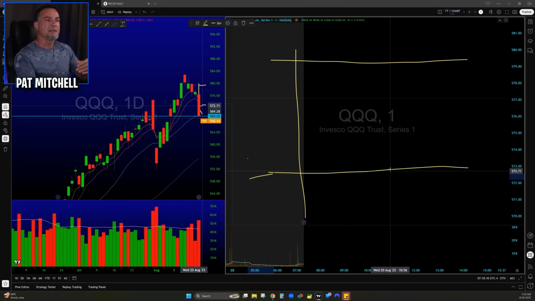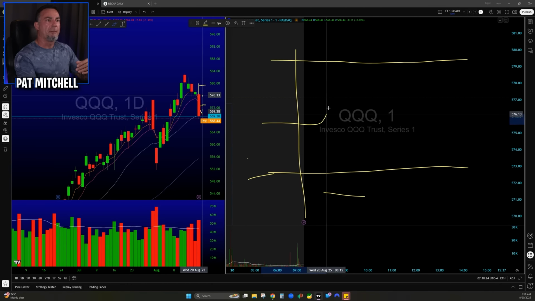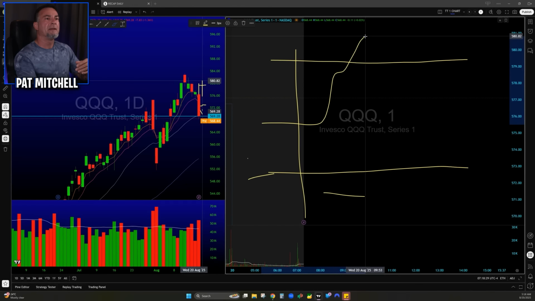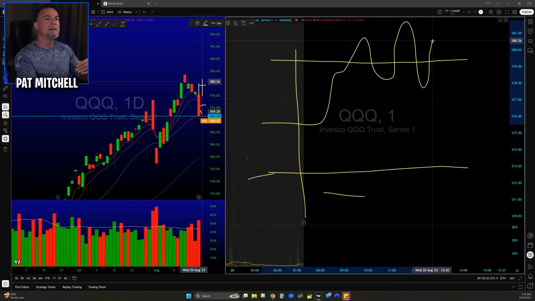Over here, this is regular hours. So the market opens up and we shoot up, okay? And it comes up and then it does one of these, right? Kind of gives us an area here, right? And we have our head and shoulders.